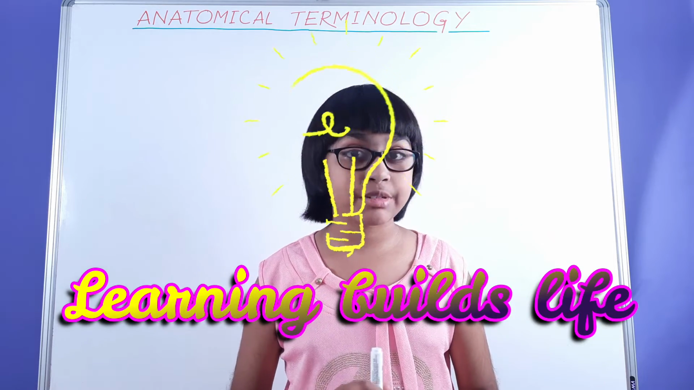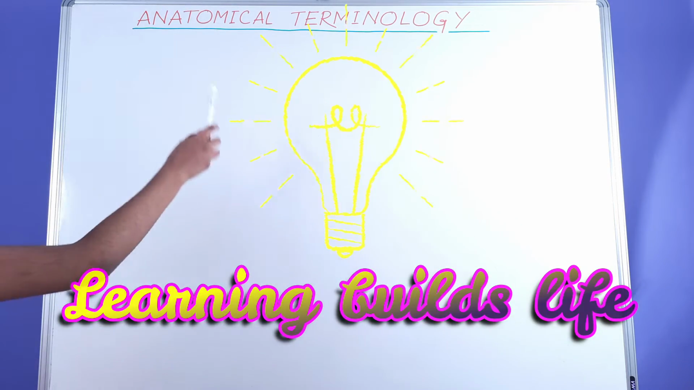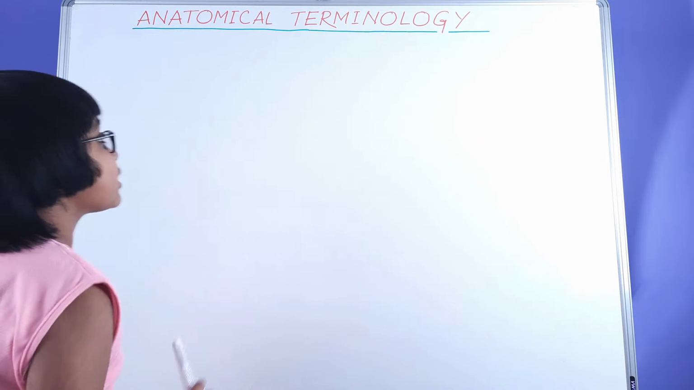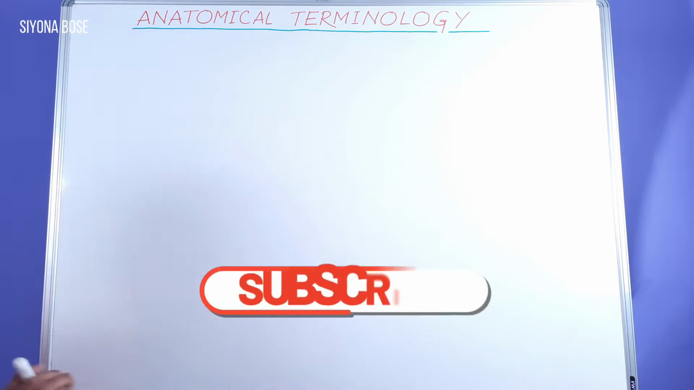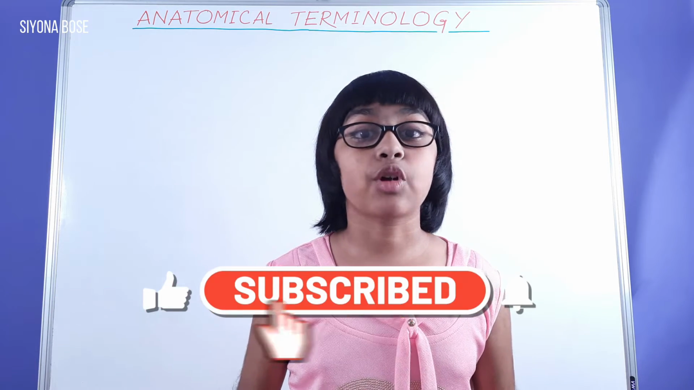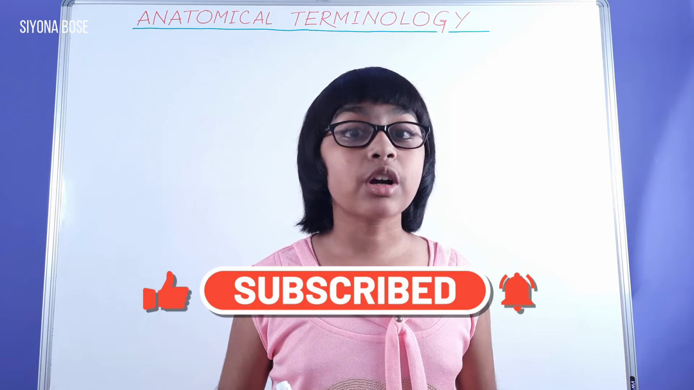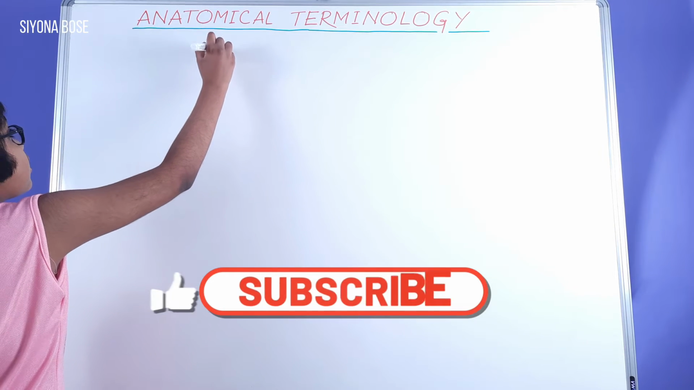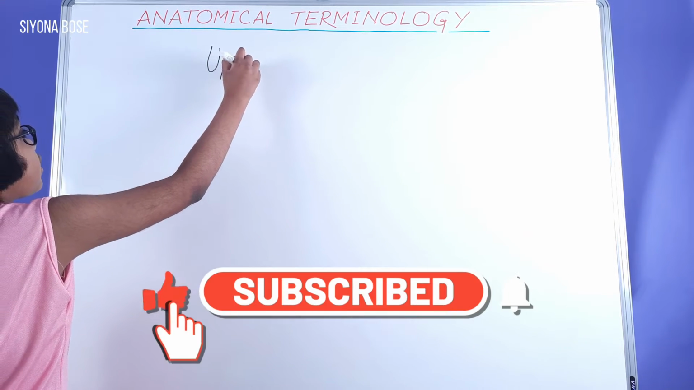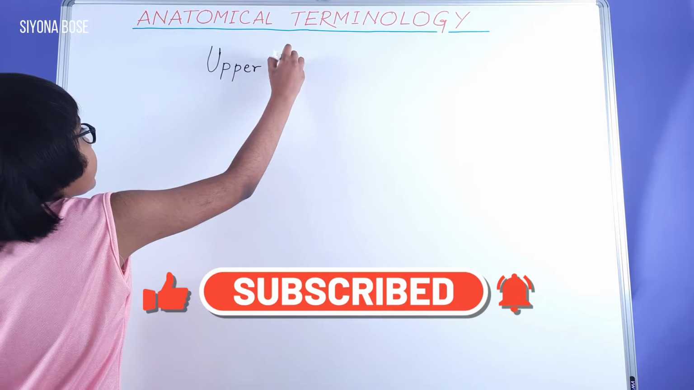Today, we are going to talk about anatomical terminology. So, let's begin. Today, we will talk about terms in relation to the upper limb first. Upper limb.